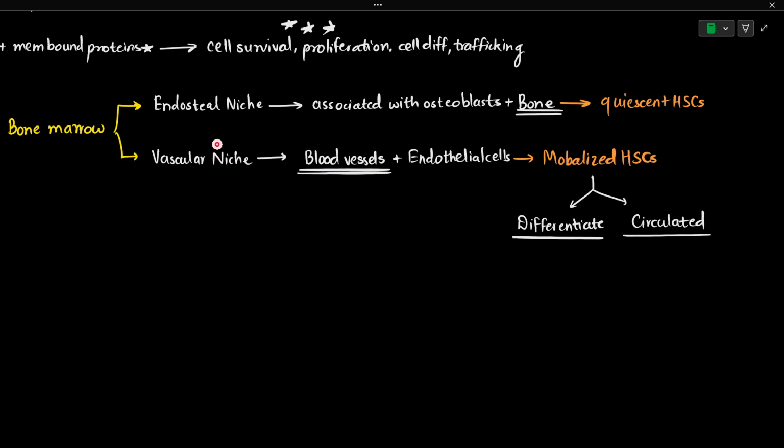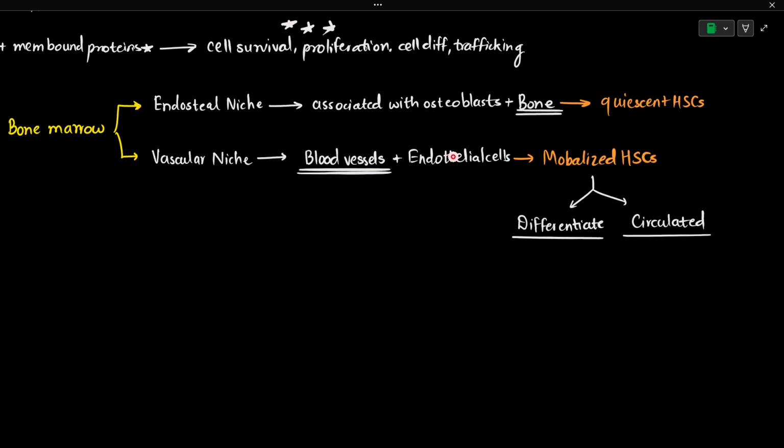So whatever we have studied till now, we understand this much about those niches. The endosteal niche is going to have the quiescent hematopoietic stem cells, whereas the vascular niche, which is near the blood vessels and rich in endothelial cells, has mobilized hematopoietic stem cells.